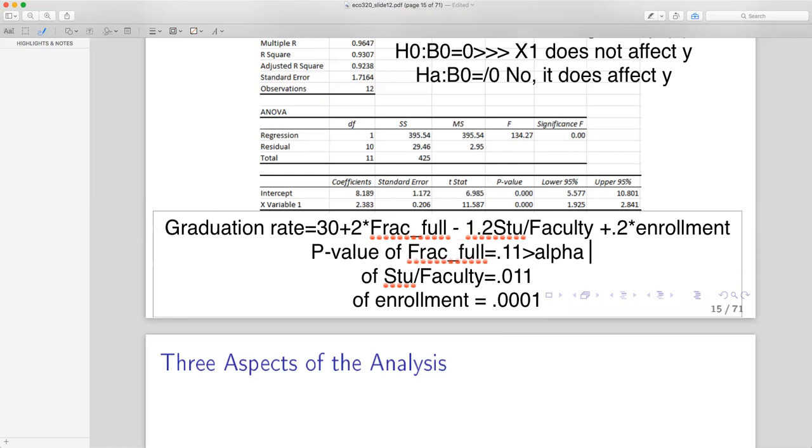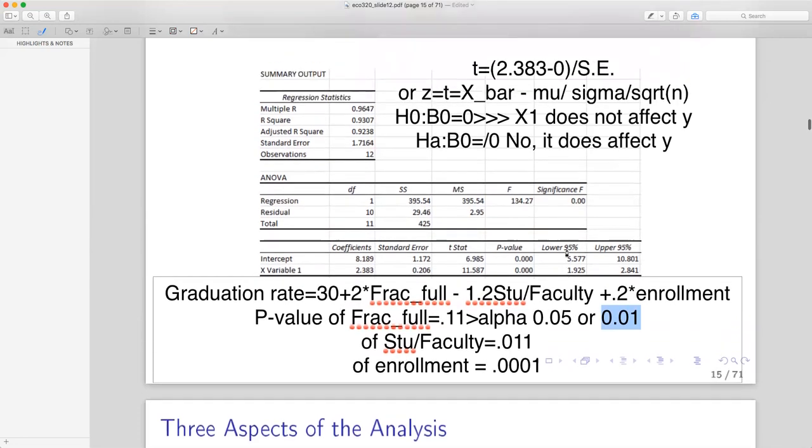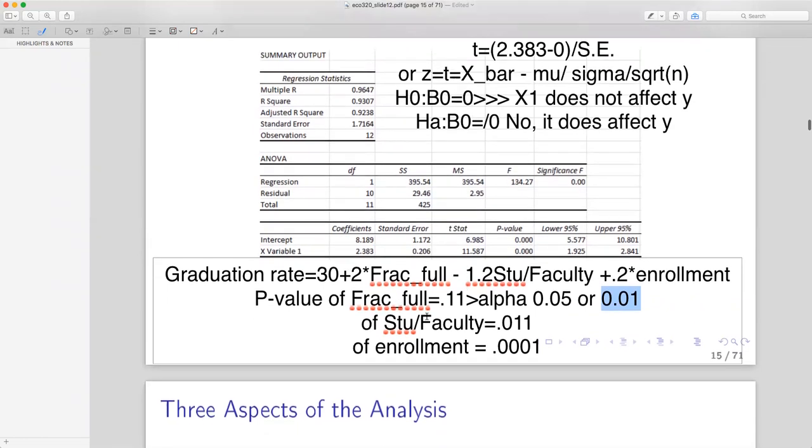Alpha is the conventional threshold; I prefer to use 0.05 or 0.01. So this p-value is higher than alpha, so you fail to reject. That means our hypothesis is always against the 0. Our null hypothesis was that fraction of full time does not affect graduation rate.